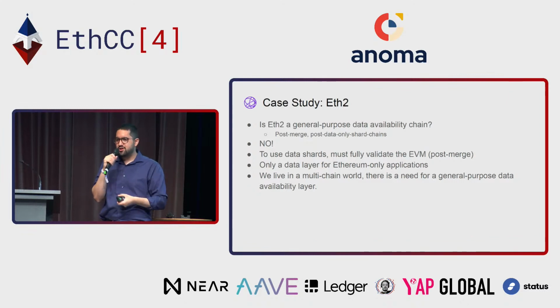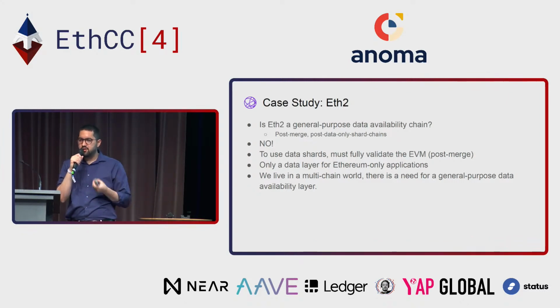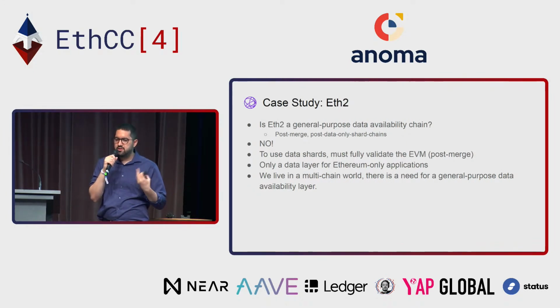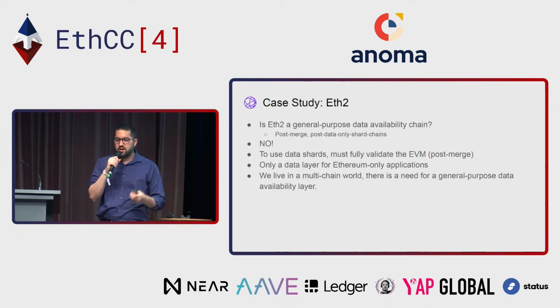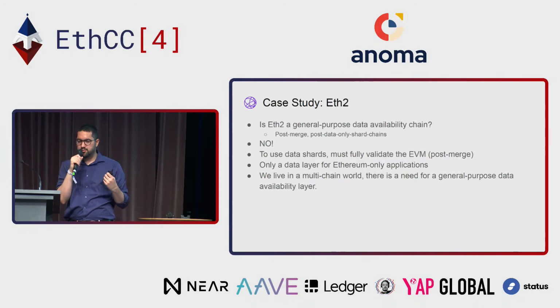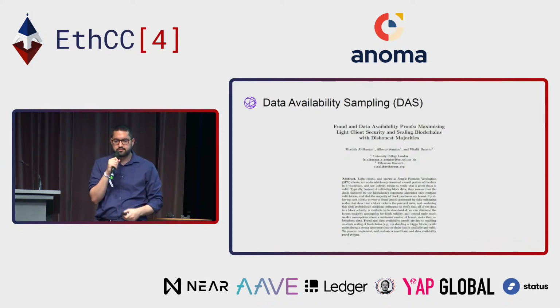Right? So this would only really serve as a data availability layer for Ethereum-only applications, for applications that run in the EVM. But we live in a multi-chain world. There are other chains that are innovating outside the EVM, just like how Ethereum is innovating outside of Bitcoin. Right? We shouldn't be maximalist here. And we might not want to fully validate this super heavy EVM to make use of this highly scalable data availability layer. So there is a need for a data availability layer that is general purpose, that is not tied to a heavy virtual machine.